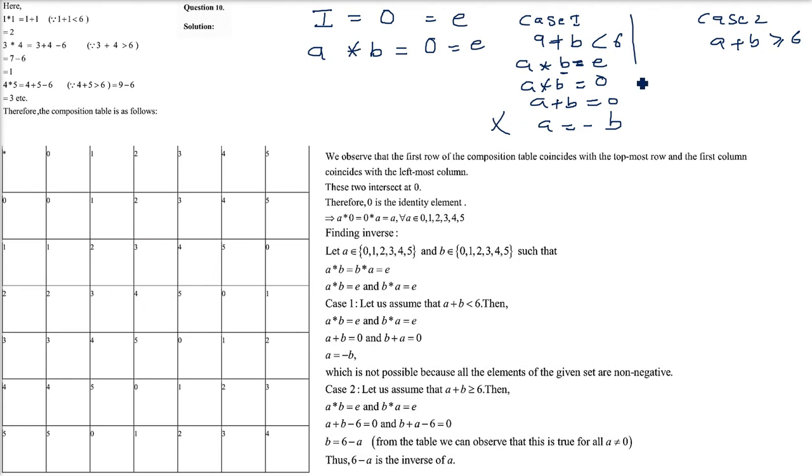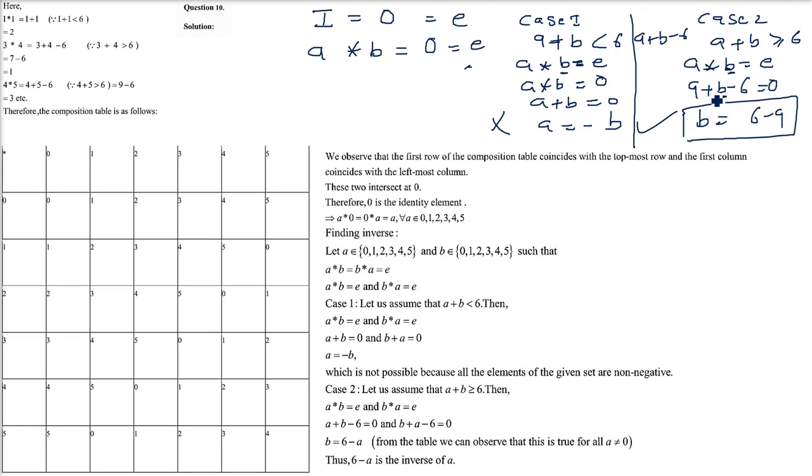Coming to case 2. Case 2 is a plus b greater than or equal to 6. So when a star b is equal to e, a star b will be defined as a plus b minus 6. In the question it is given that if it is greater than or equal to 6, it will be a plus b minus 6, and that should be equal to 0. So we have to find out b. b is the inverse. So b equals 6 minus a. 6 minus a is the inverse of a.